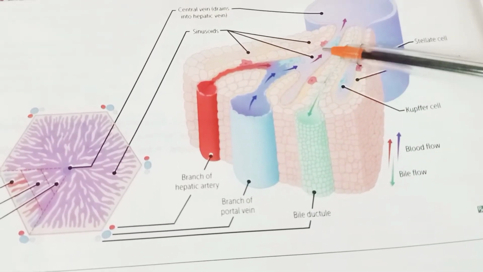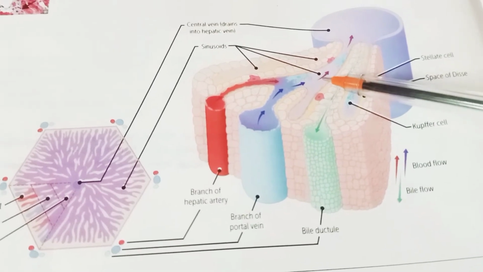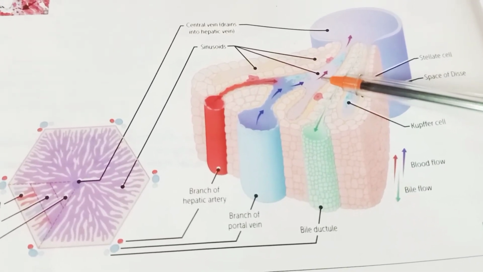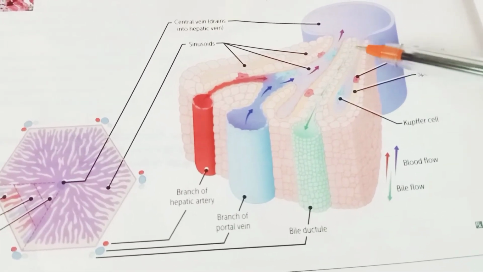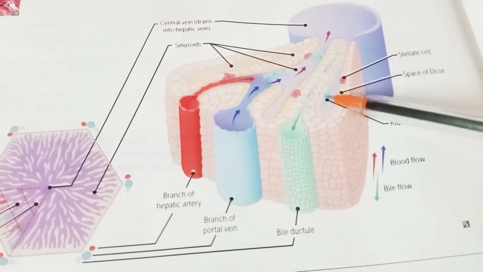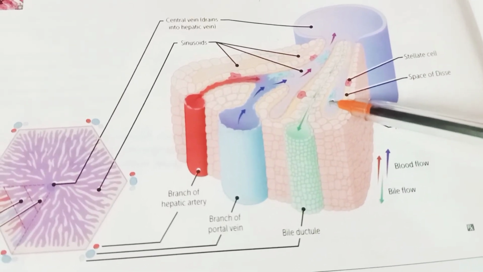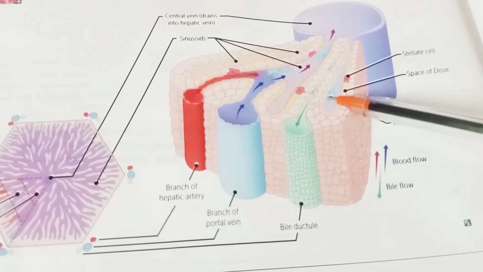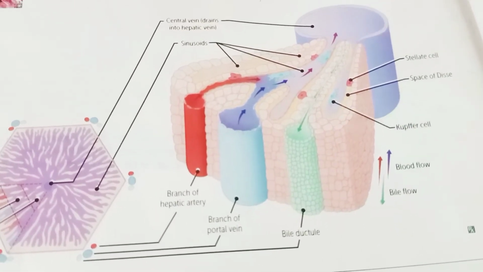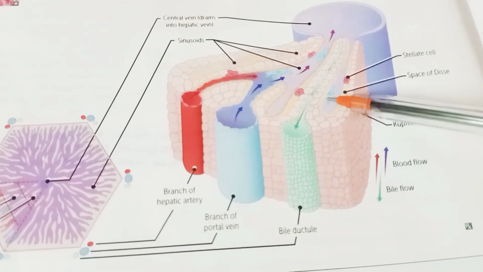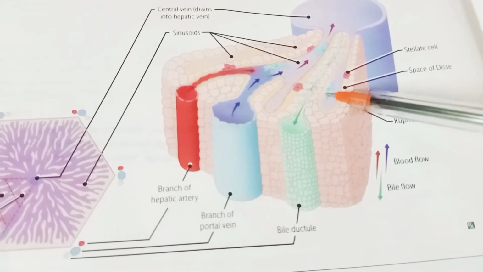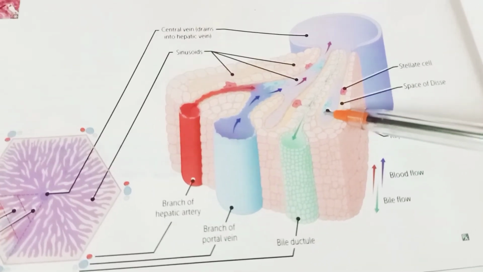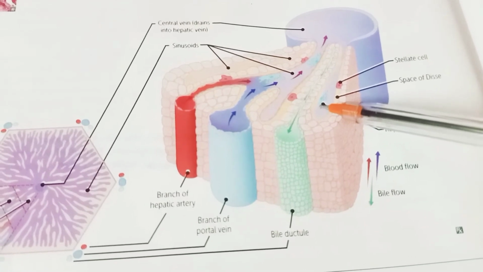You can see these are the sinusoids, this purple color. And there are Kupffer cells in the sinusoids, which are specialized macrophages, and you can see these are specialized macrophages which clear bacteria and also damaged senescent RBCs. So extravascular hemolysis occurs in the liver, because Kupffer cells remove the senescent RBCs.